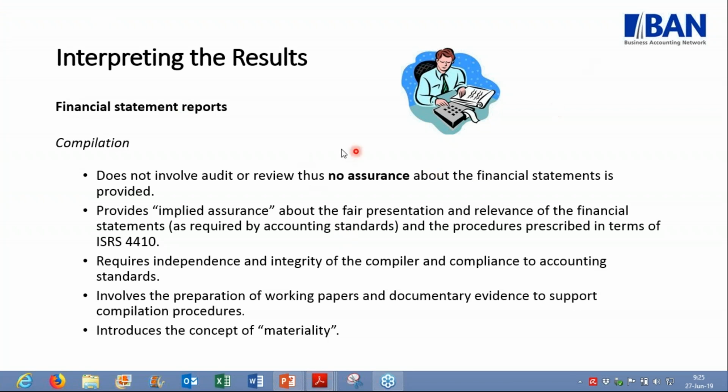There is an opinion being expressed on those financial statements. It's negative assurance. In other words, if you read the report, you'll see that it says there is nothing that has come to our attention that shows that these financial statements in all material aspects do not comply with the accounting framework. So once again, the independent reviewer needs to be independent, needs to act with integrity and in compliance with the accounting standards.